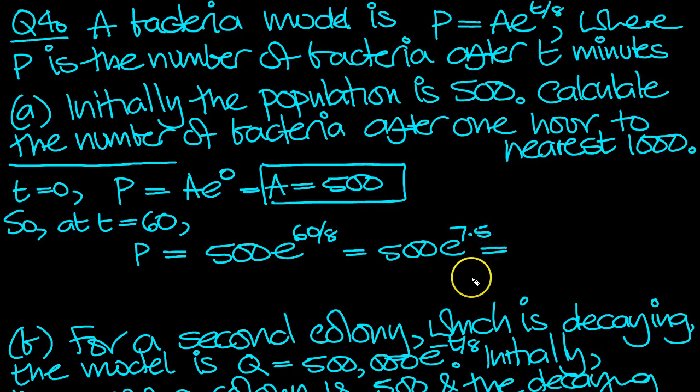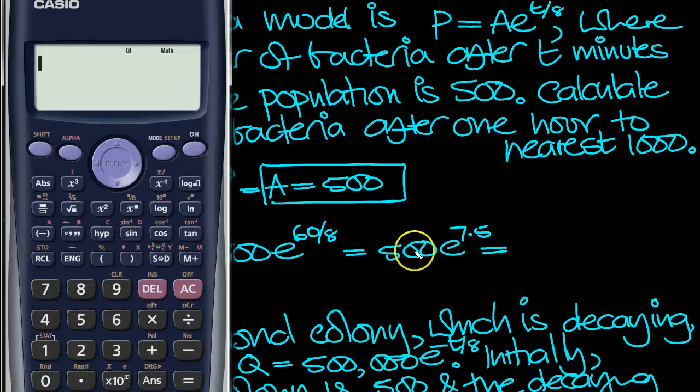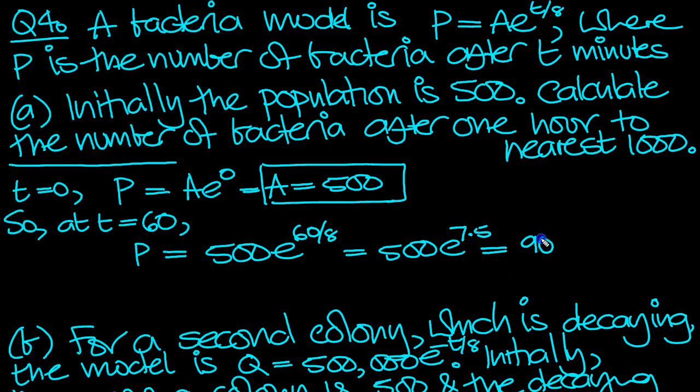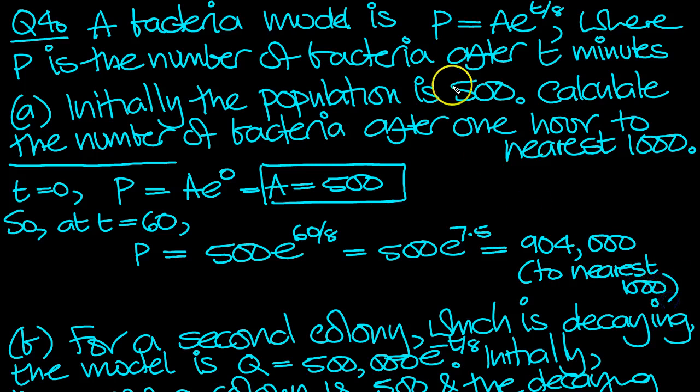Now we need to work this out to the nearest 1,000, don't we? So 500 times e to the power 7.5, or 60 over 8, wasn't it? Equals, so 904,000 is the nearest thousand, isn't it? 904,000 to the nearest thousand. Okay, there we go. And that's part A then, we've done that there.